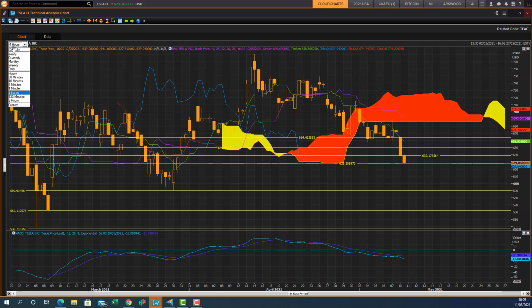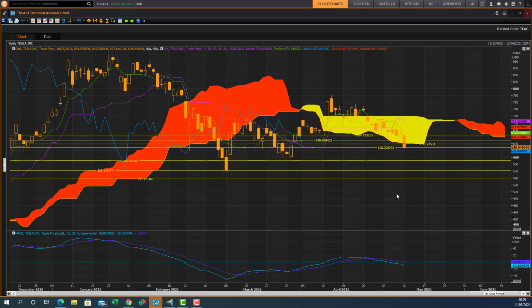But overall, Musk better get out there and start tweeting to pump up his price a bit. Tesla is in a spot of trouble since price action is now below the Ichimoku cloud.